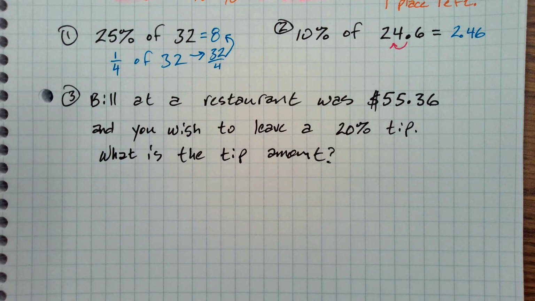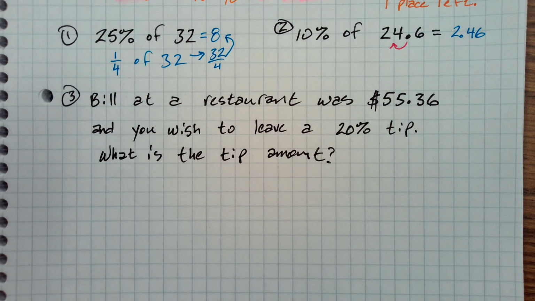My thought process is you just find 10%, then you double it. That's a quicker way because finding 10% of anything is easy, right? What's 10% of 55.36? It's 5.536. But in money, how many dollars and cents would that be? $5.54. So 10% is $5.54. But then you double it, that's 20%, isn't it?